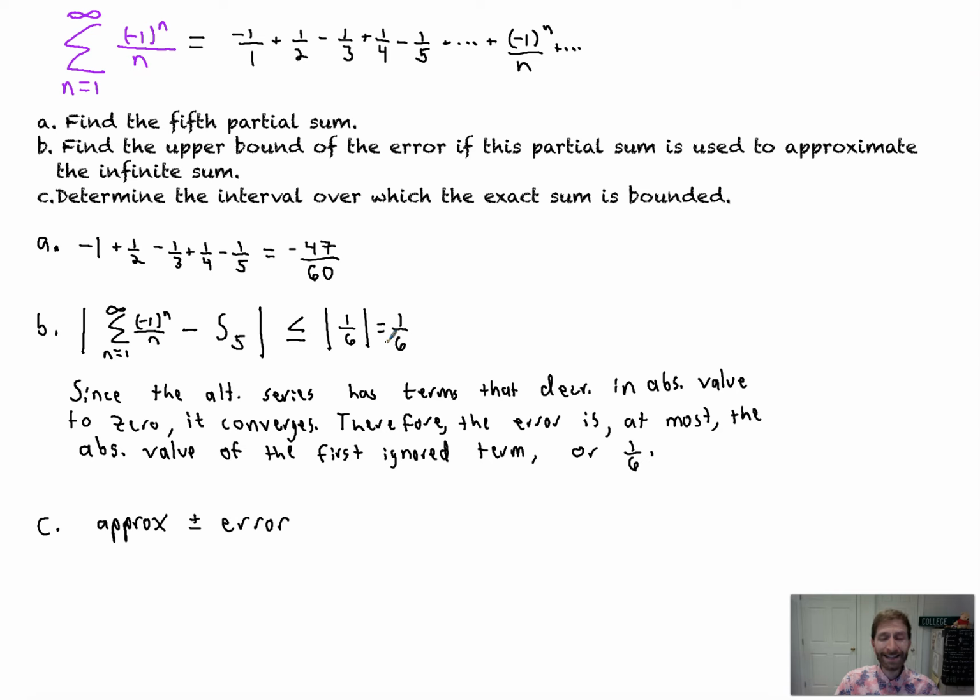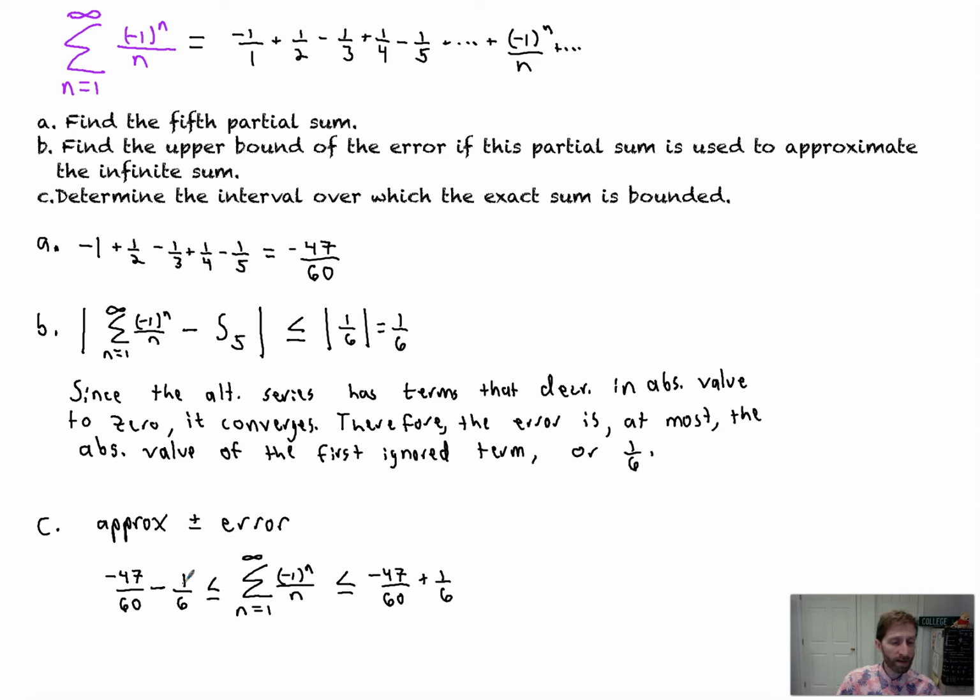So since our error is at most 1/6 in either direction, that means that negative 47/60 minus 1/6 is less than or equal to the true sum. Sometimes people will use S, but I'm just going to use the summation notation. So the true sum is the exact infinite summation, which is less than or equal to the approximation plus the amount that we're off by. So it could be plus or minus that amount.